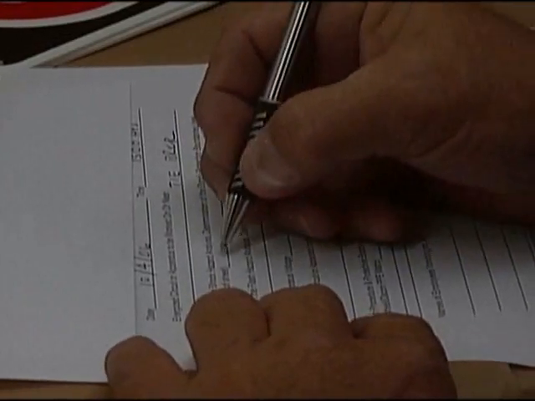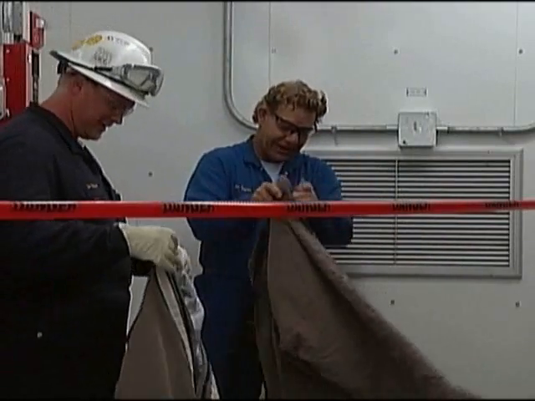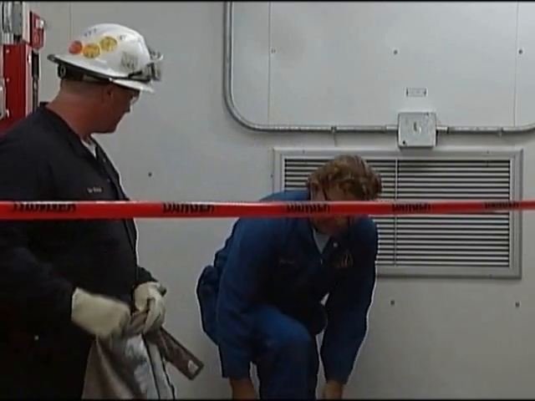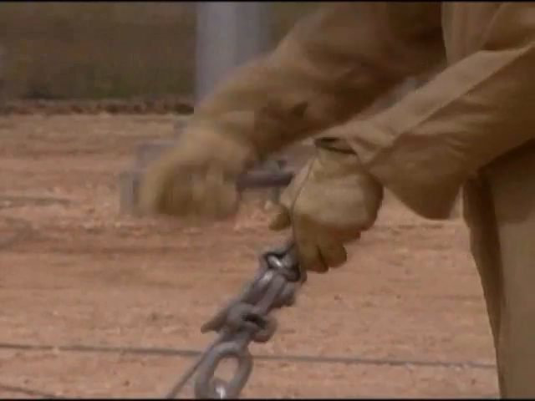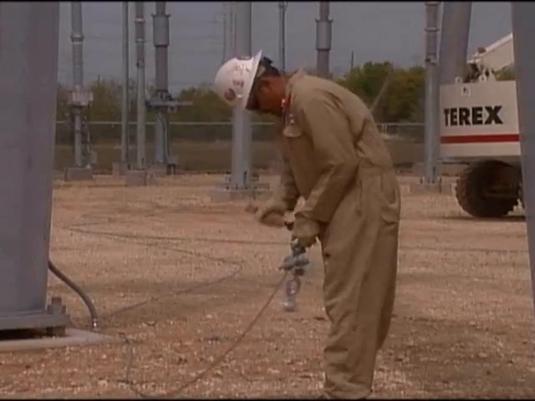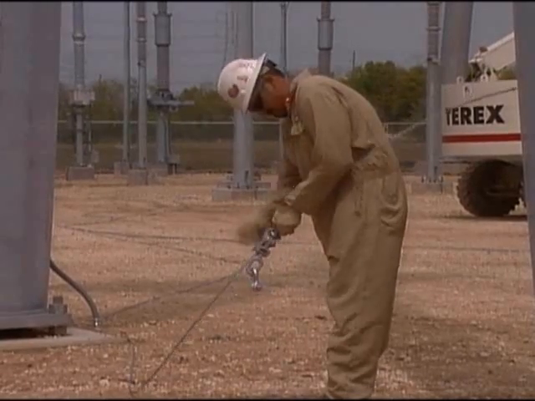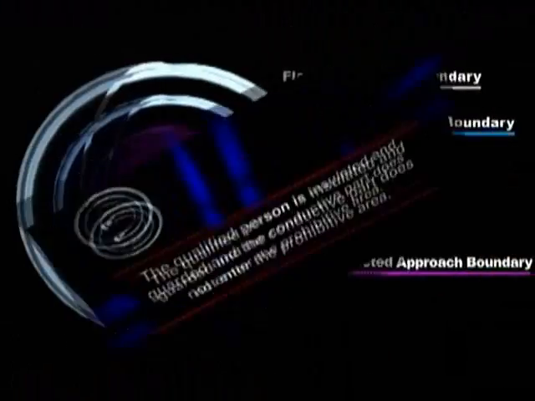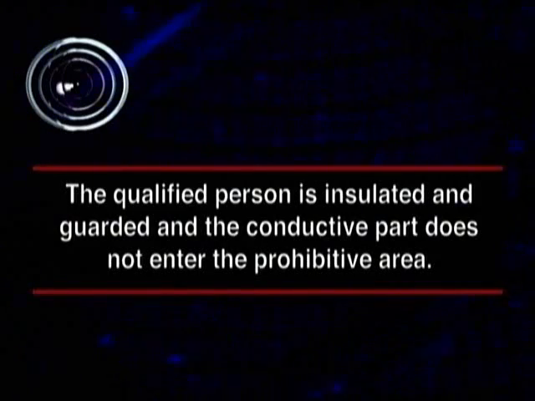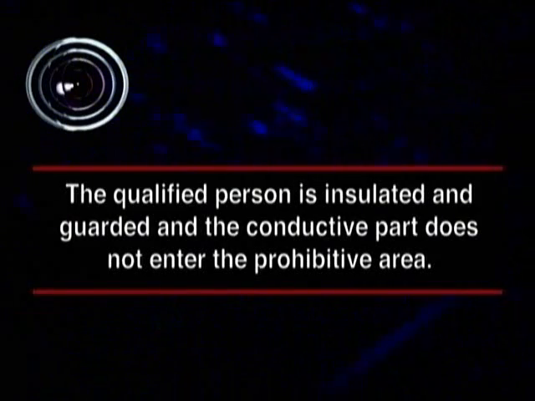Before going into the prohibited area, an additional risk assessment must be conducted. Each time the boundary is crossed, the appropriate flash flame protective equipment is required. A qualified person is not allowed to take a conductive object closer than the restricted approach boundary unless the following requirements are met. The qualified person is insulated and guarded, and the conductive part does not enter the prohibited area.